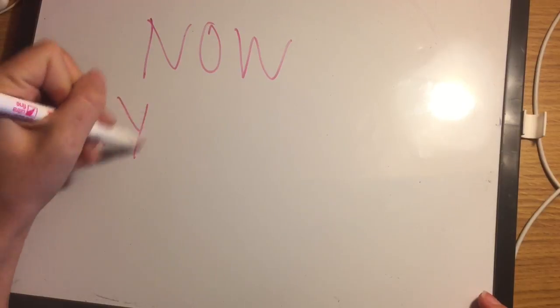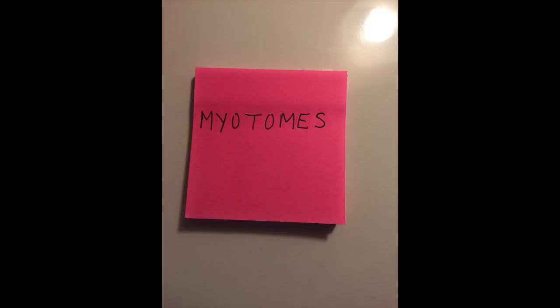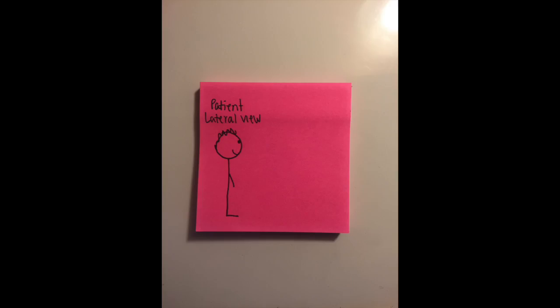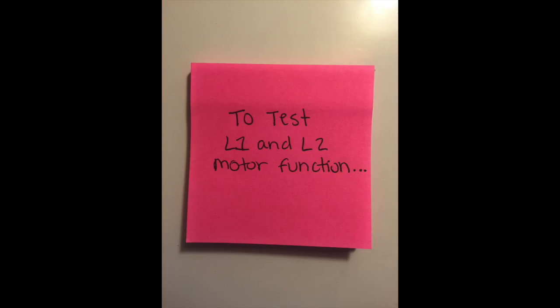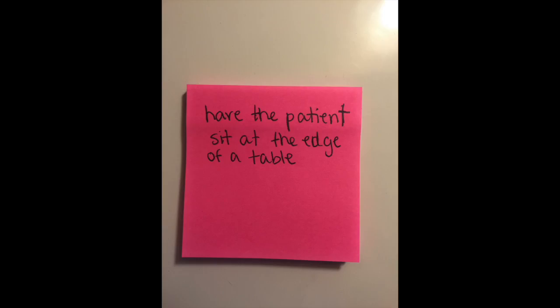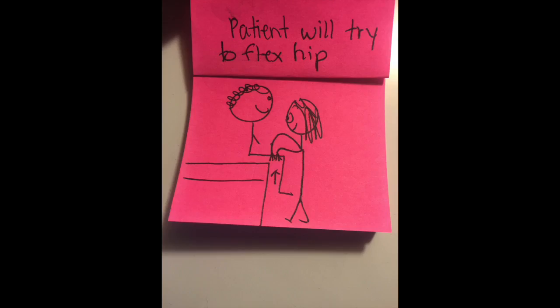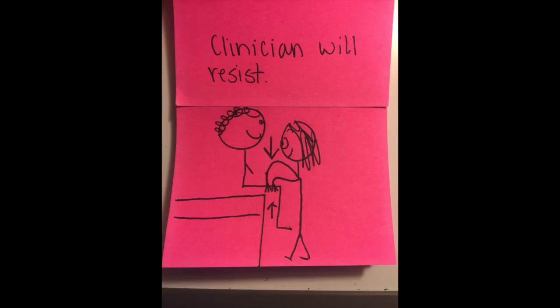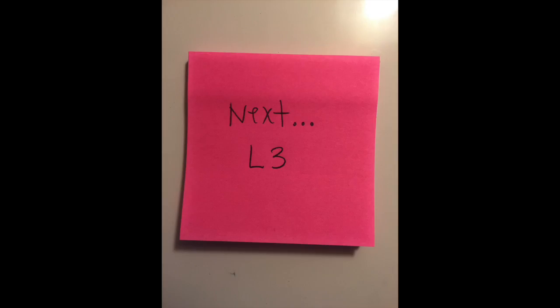Next, I will show you myotomes. Myotomes correspond to muscles that are controlled by specific nerve roots from the spinal cord. The first one is L1 and L2. L1 and L2 both involve hip flexion. To test L1 and L2 motor function, have the patient sit at the edge of the table. The patient is going to try to flex their hip. The clinician will resist hip flexion. That would be done to test L1 and L2.